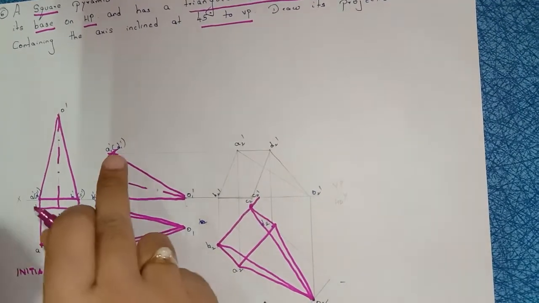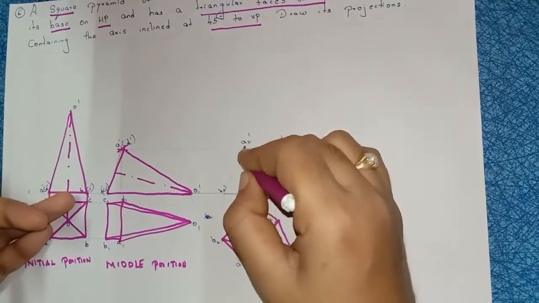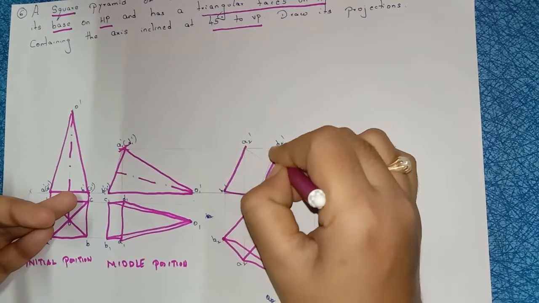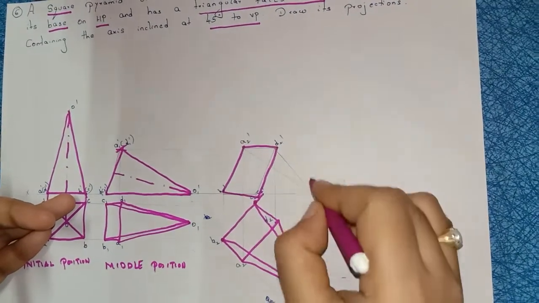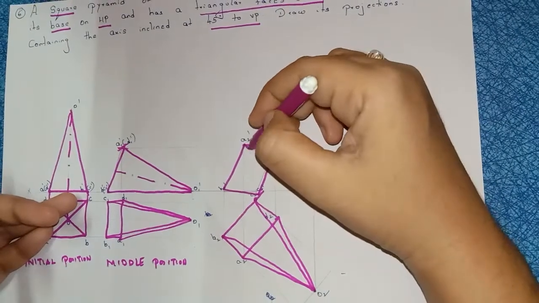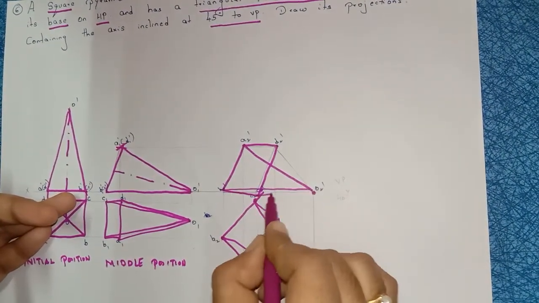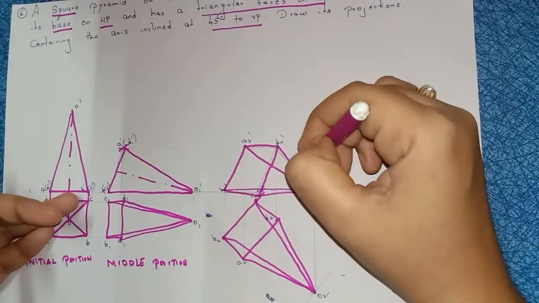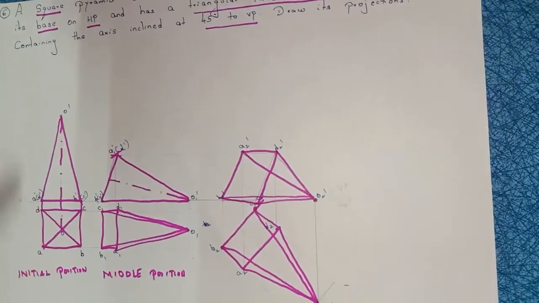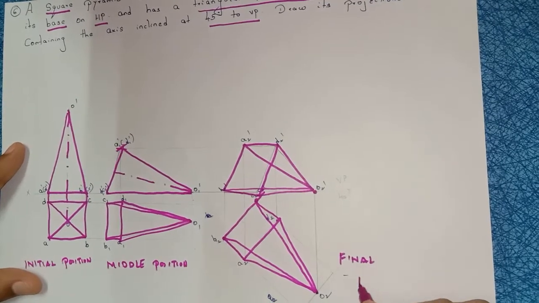After this, what we have to do? From every corner, draw the horizontal line. From A to A, B to B, C to C, D to D, you will get the square. From O to O also, you have to construct the point. After getting O point, join OA, OB, OC, OD. You will get the square pyramid here. This is your final position.